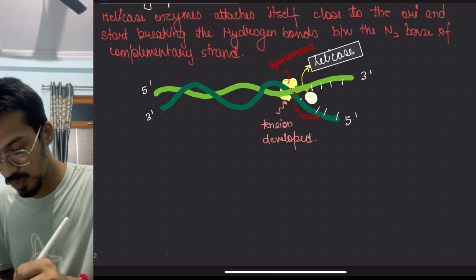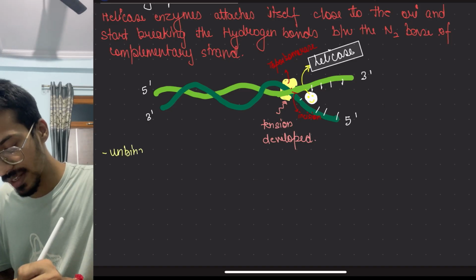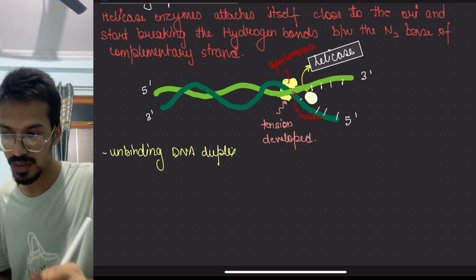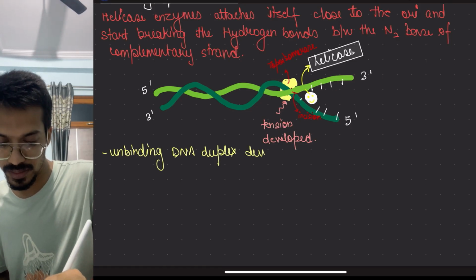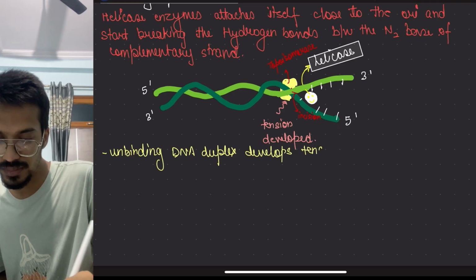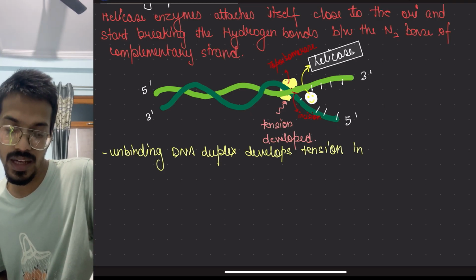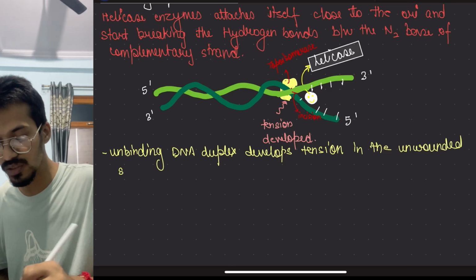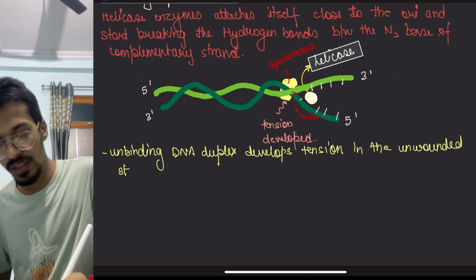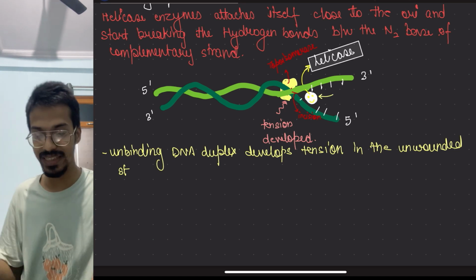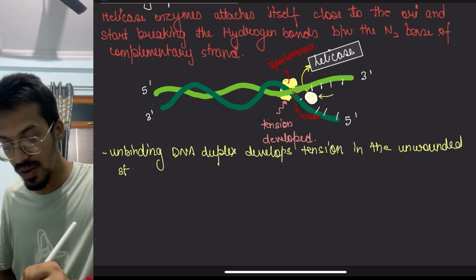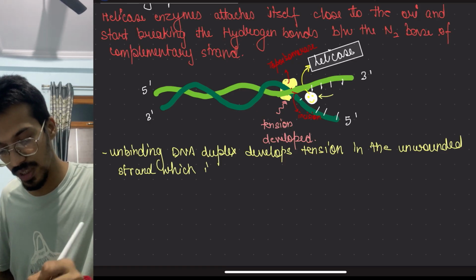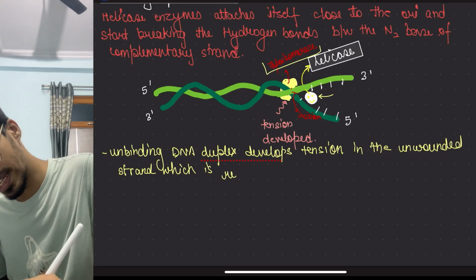If I have to write about it, what am I going to write? I'm going to write: unwound DNA duplex develops tension in the unwound stretch, because the complete DNA won't be opening up now, because that is traveling. This traveling thing is the helicase, in the unwound strand.